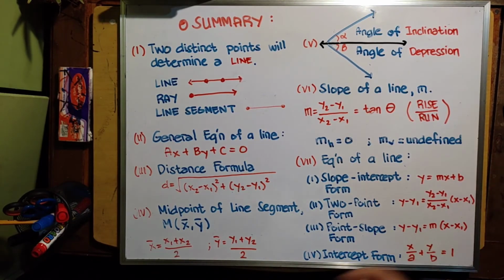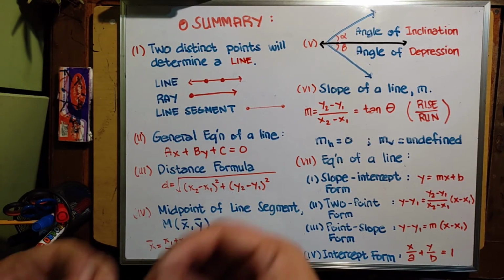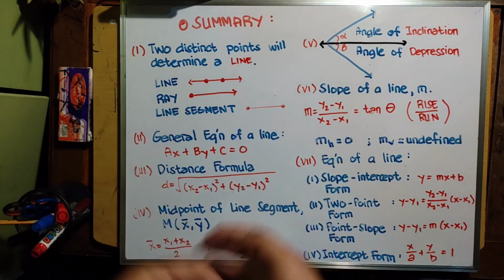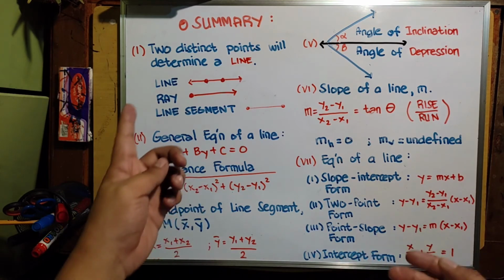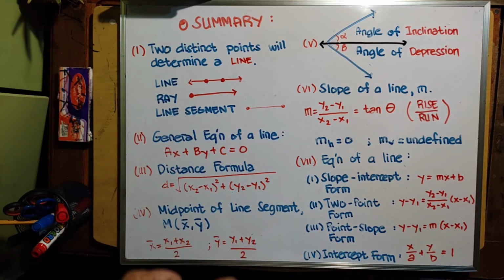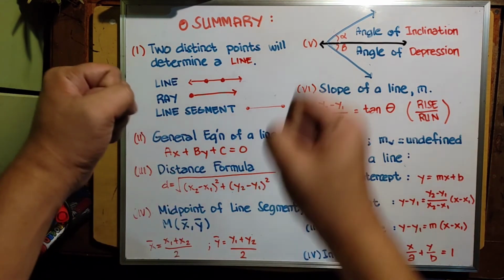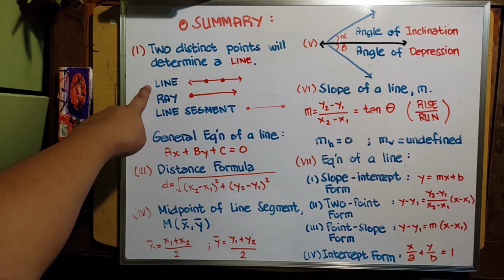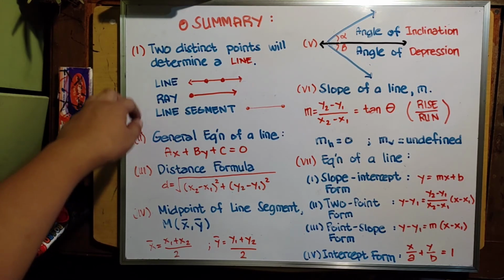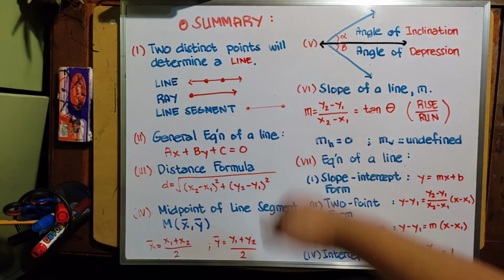Now, before we end this discussion, let us summarize first what we talked about, so at least the lessons are refreshed. First, two distinct points will determine a line. So you have two points, you connect them, then you have a line. This is a line, this is a ray, and this is a line segment. Take note of the difference of the three.